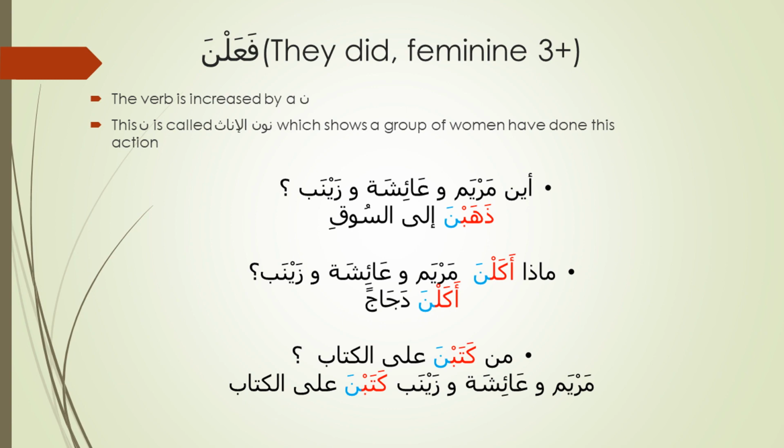And the last one, we've got kataba again. Kataba meaning to write. Man katabna ala al-kitab? Who wrote on the book? The answer being, I need 3 names. Maryam, wa Aisha, wa Zainab. Katabna ala al-kitab.